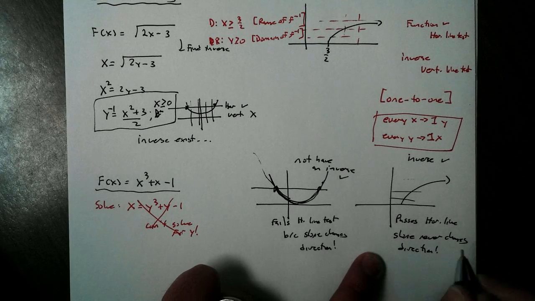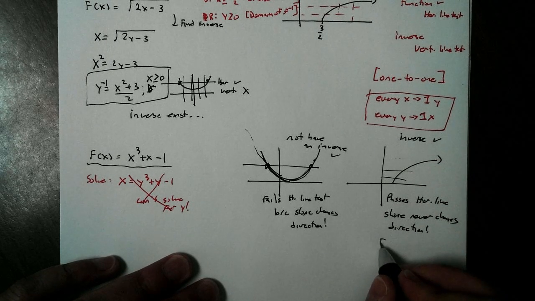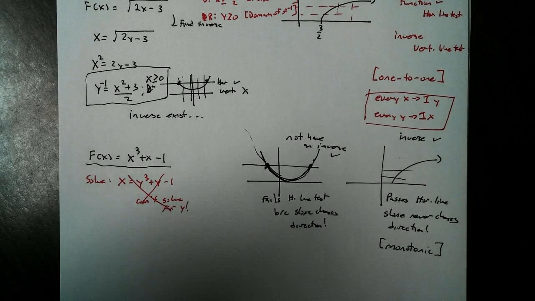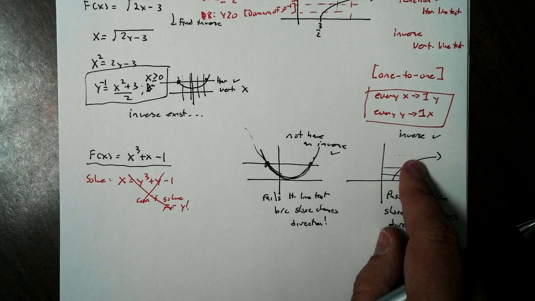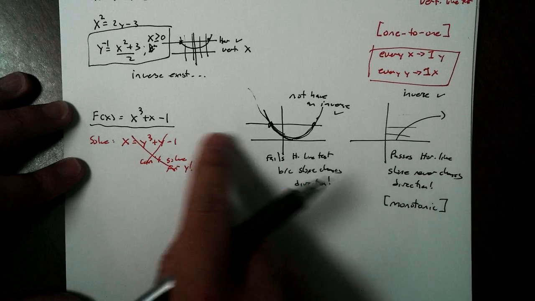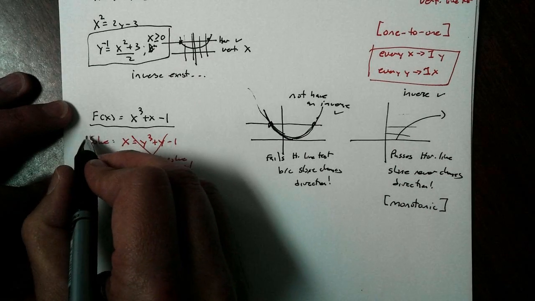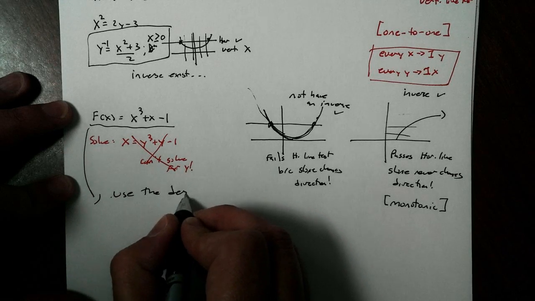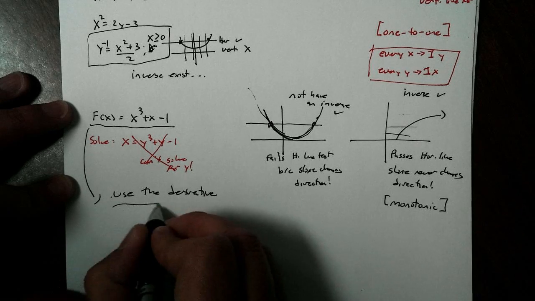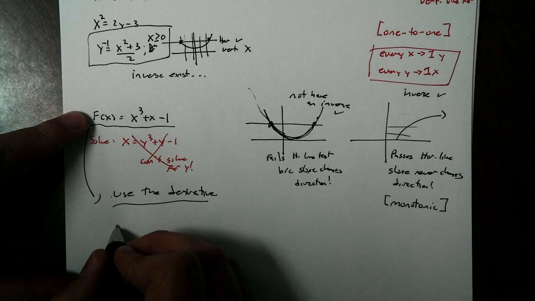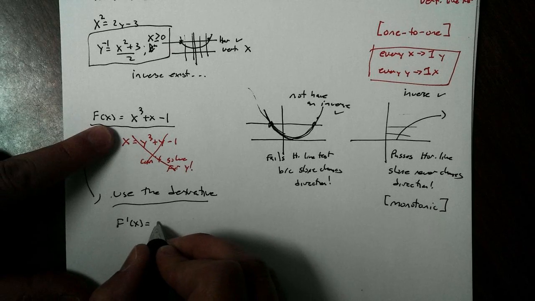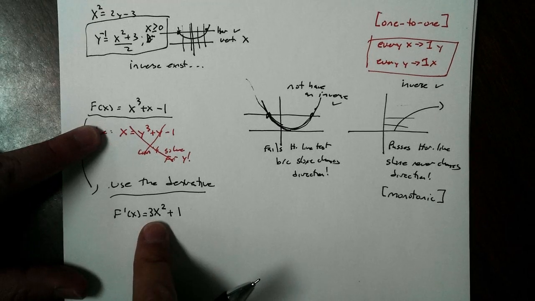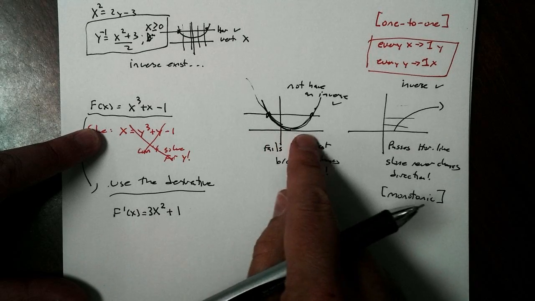Now, we have a special name for this. This is called monotonic. And what monotonic means is that the slope never changes direction. So we can use the slope to find out if an inverse does exist. So use the slope. Or in our case, what finds a slope? The derivative. So if I take the derivative of our function, f prime of x, we're going to get 3x squared plus 1.